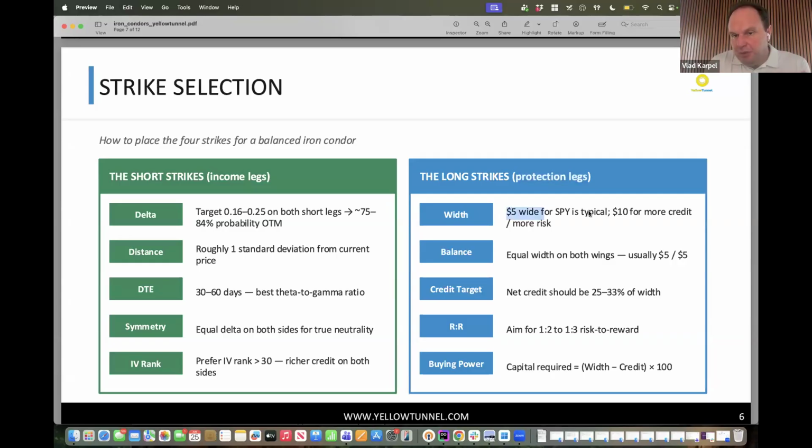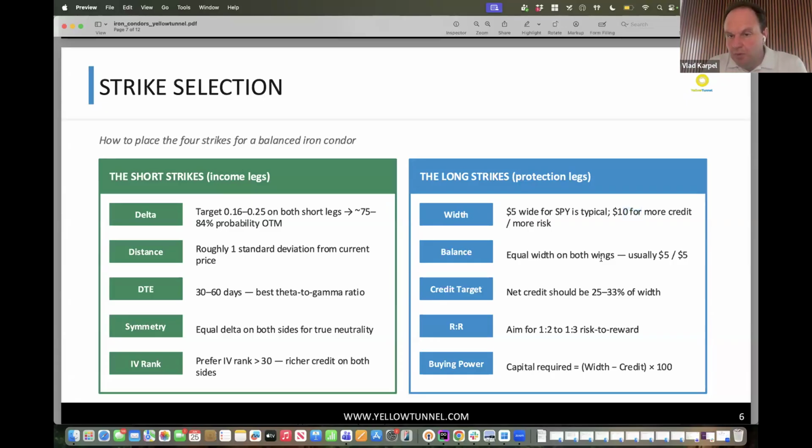So in this example, $5 spread, typical $10 for more credit, more risk, right? And strike price is important. At 750, if it's liquid, you can do a $5 spread. But some of the stocks that are less liquid and don't trade in pennies, you might not be able to. Like Micron, it's very hard to trade a $5 spread on Micron, right? So you would have to go $10 spread if Micron is trading at 1,000.